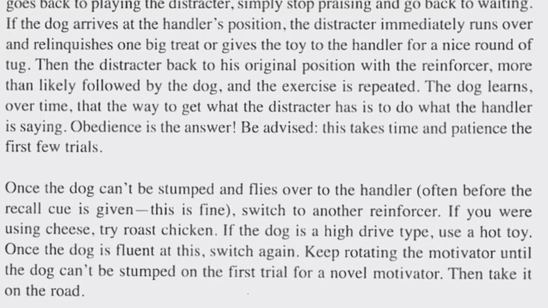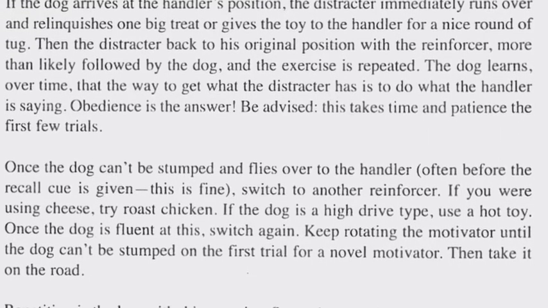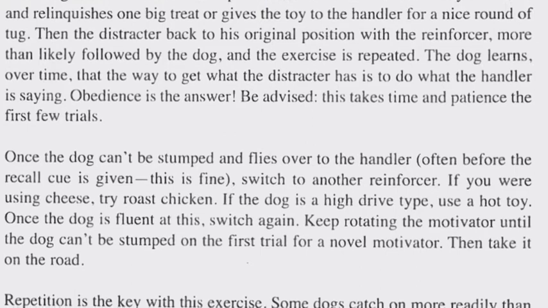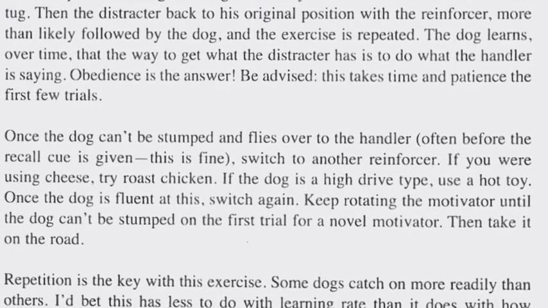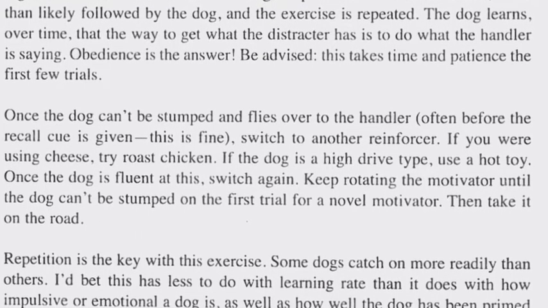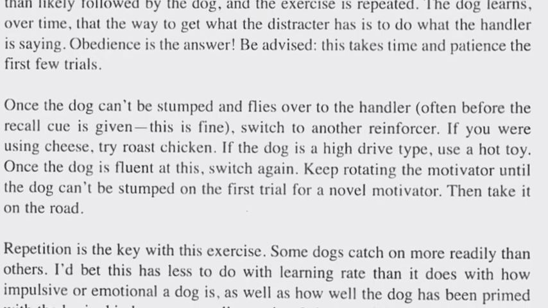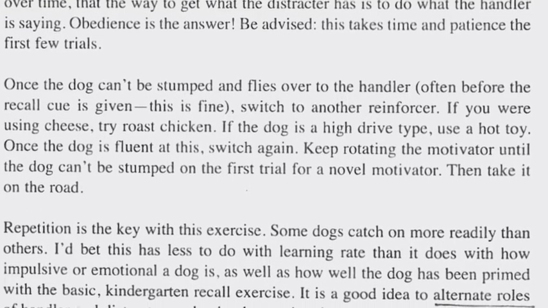Once the dog can't be stumped and flies over to the handler, often before the recall cue is given, this is fine. Switch to another reinforcer. If you were using cheese, try roast chicken. If the dog is a high drive type, use a hot toy. Once the dog is fluent at this, switch again. Keep rotating the motivator until the dog can't be stumped on the first trial for a novel motivator. Then take it on the road.